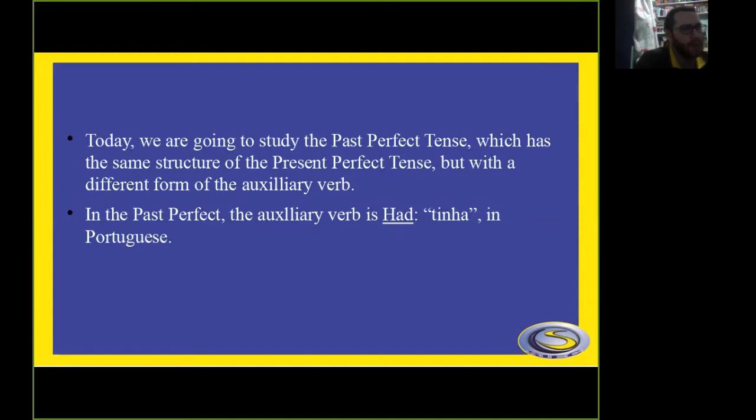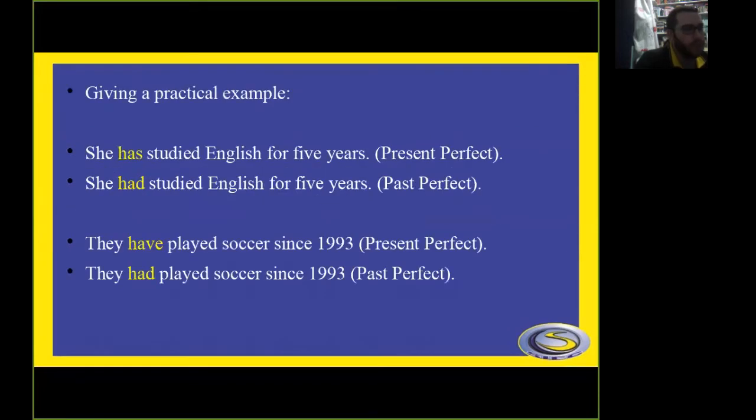There is a concept of the past perfect, but in this class we are going to look at the structure, and the difference between the past perfect and the present perfect. Very easy. It's easy, no problem at all. So I will give you a practical example.